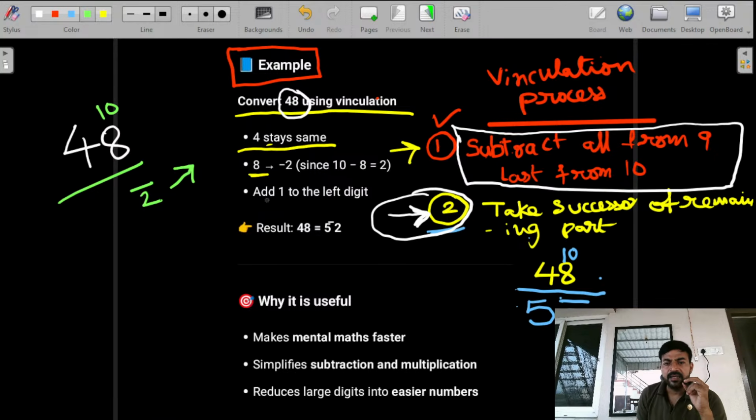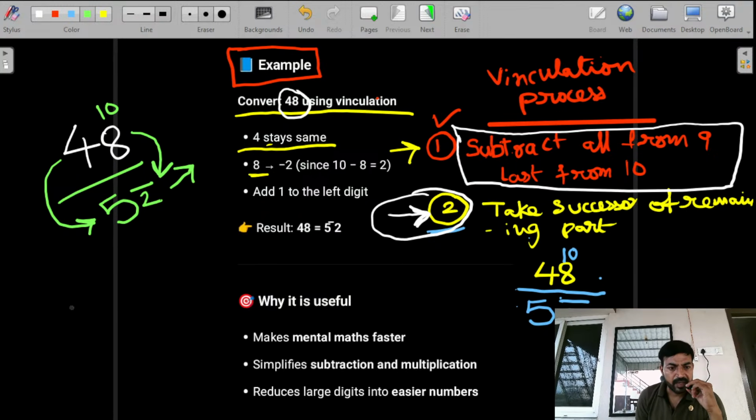That is the reason vinculation process is a process to convert higher digit into lower digit to simplify our calculation. See, we convert 8 into bar 2. If you find bar on any numbers, that is vinculated form. You have to take successor of remaining part. So 4 successor is 5. So vinculated form of 48 is 5 bar 2.